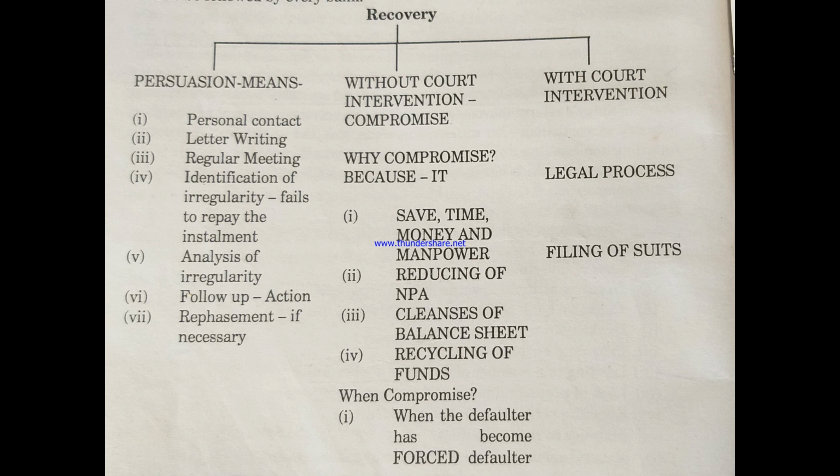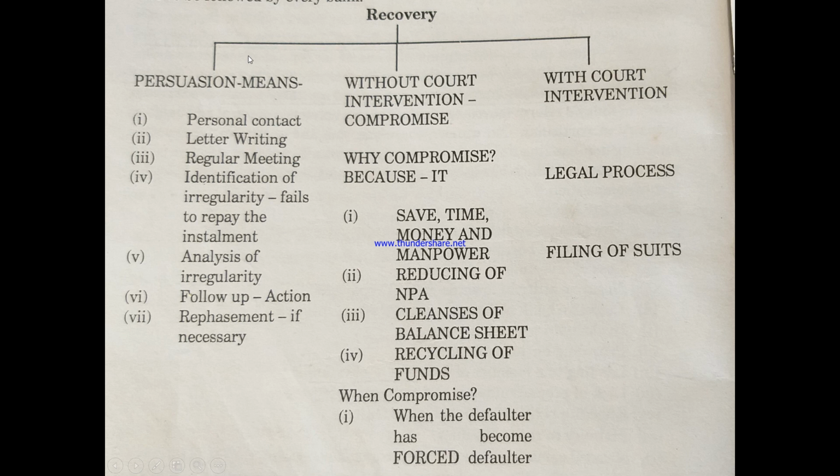In the first case, the bank can have personal contact and write to the borrower. Then they may also conduct regular meetings to remind about EMIs, then identification of irregularity, failure to repay the installment, analysis of irregularity, follow-up action, refacement if necessary. So all these steps have to be taken by the bank before any legal action is taken. So without court intervention, the next step, it can be compromised by way of settlement.